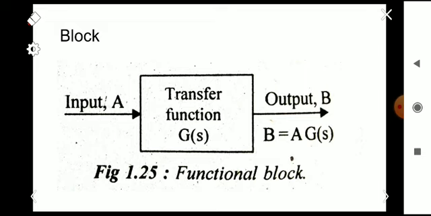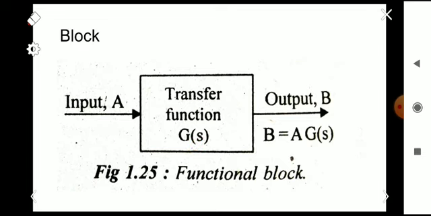Okay, so the functional block, or simply a block, is a symbol for the mathematical operation on the input signal to the block that produces the output. Okay, that is, this is the input A, and it is given to a block of transfer function G of s, and we are getting the output B as just this input is multiplied with this transfer function G. So B is equal to A into G of s. Okay, so that is the function performed here.